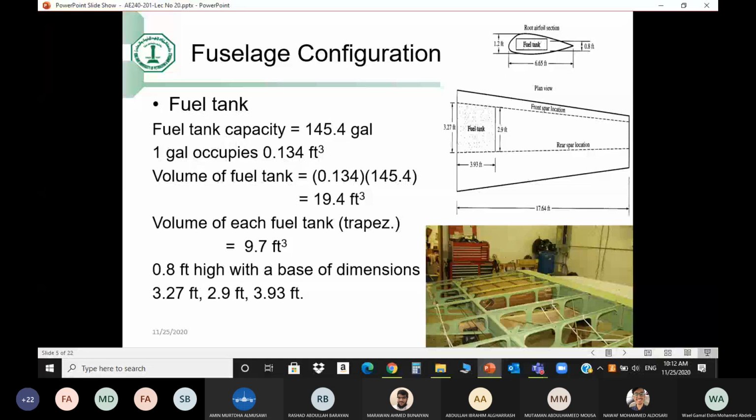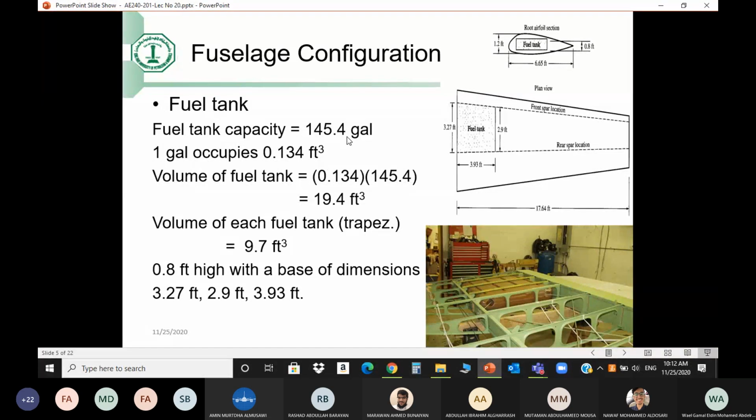Do we have the weight of the fuel? Yes, we do. In the WF that you had, hopefully in the progress report that you will submit today, you have calculated the weight of the fuel. And when you divide by the density of the fuel, I will get the volume of the fuel tank. We had that before, 145 gallons.